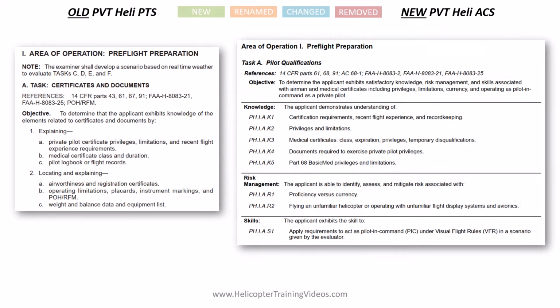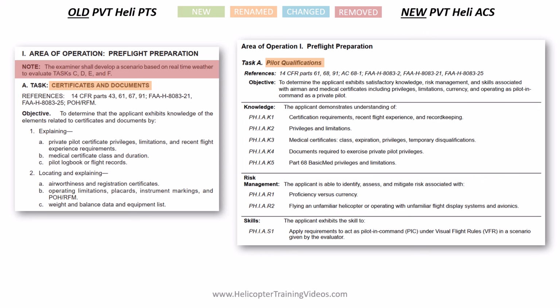So first of all, the Task A, certificates and documents, became pilot qualifications. But before we dive into why, the note at the top there has been removed. It says the examiner shall develop a scenario based on real-time weather to evaluate C, D, and E tasks. That's the weather task, cross-country task, the airspace, and the performance tasks. That's not really gone away.